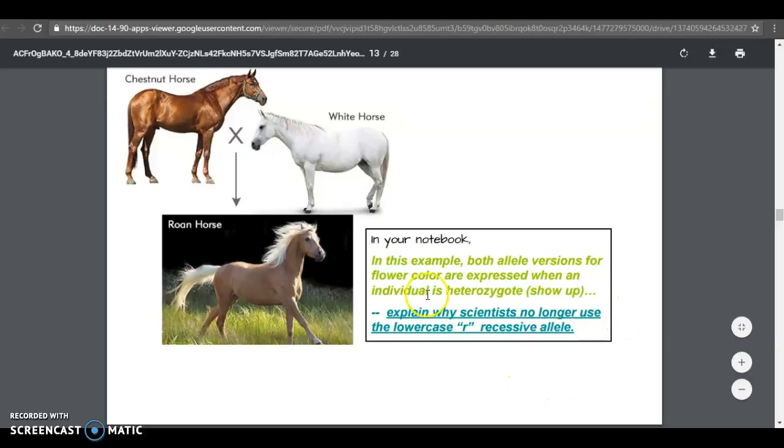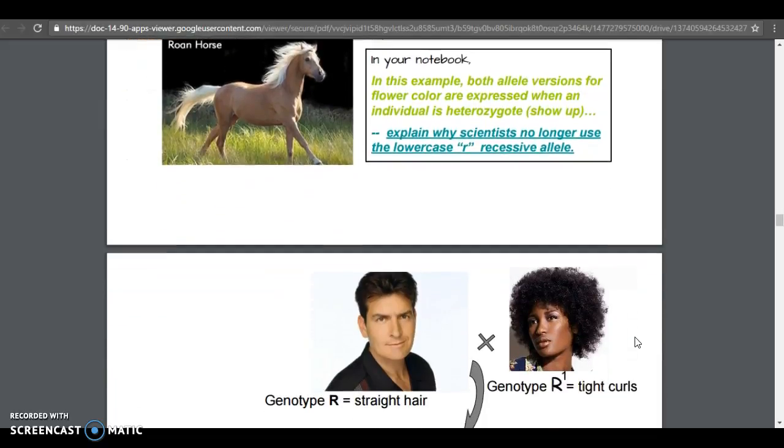So if you're writing, I don't expect a perfect answer. I just want to see your thoughts and you trying your best to explain why a scientist, given this situation, wouldn't believe in using a lowercase r, but only dominant R's to symbolize the alleles. All right, here's slide 14.